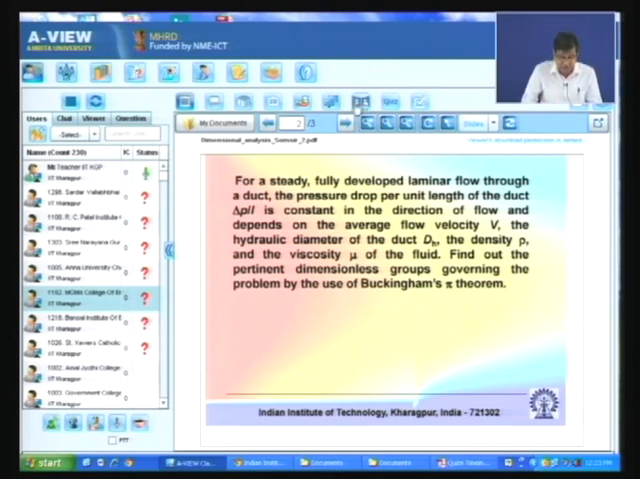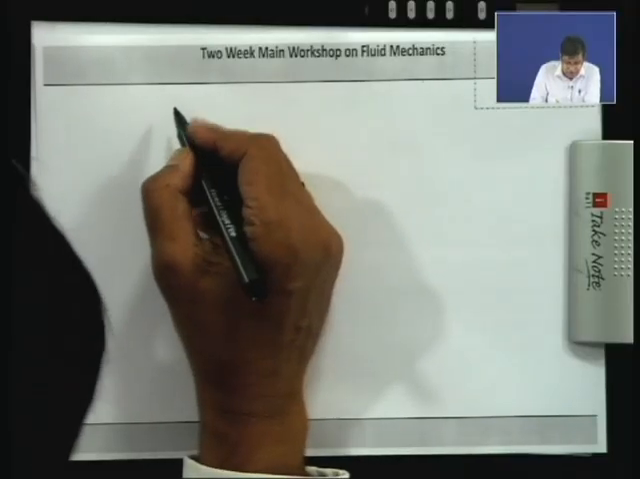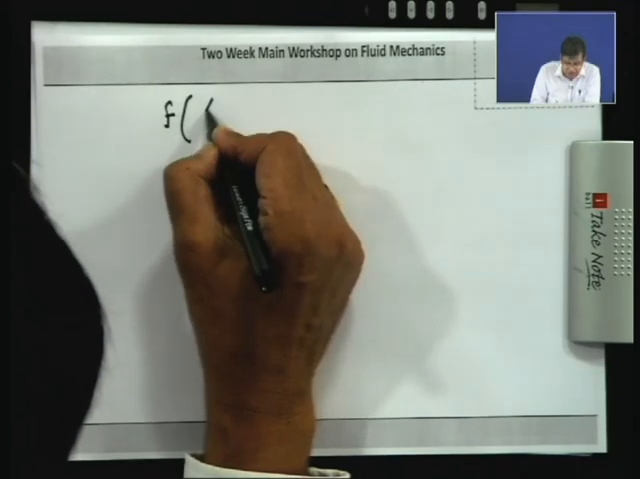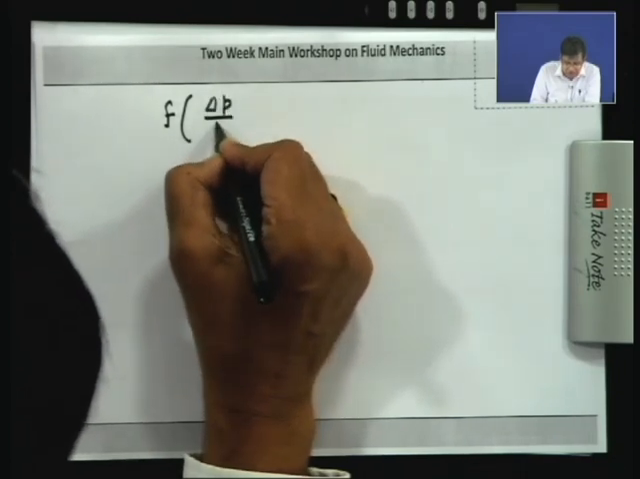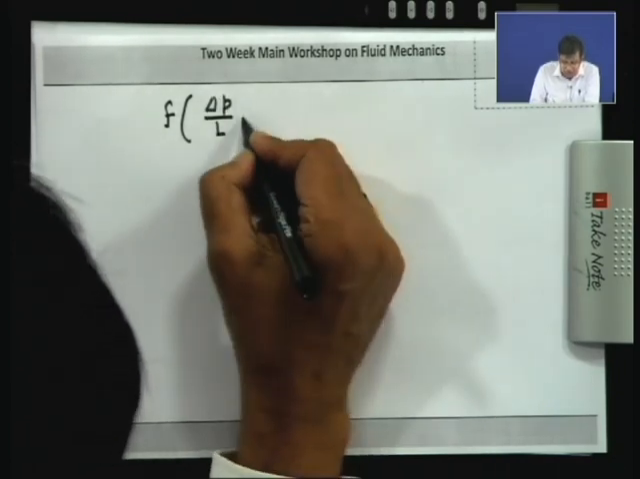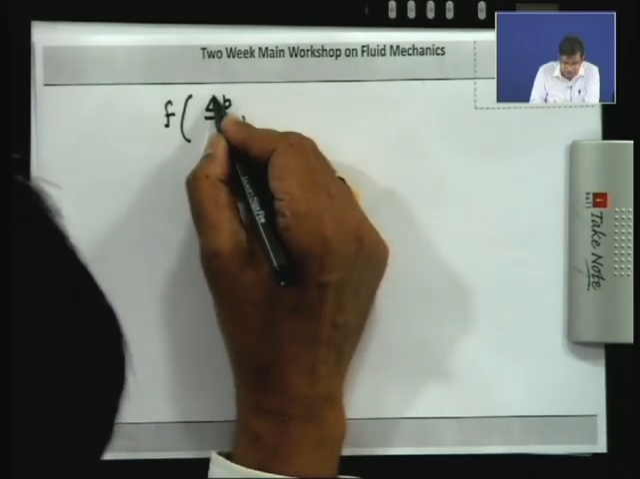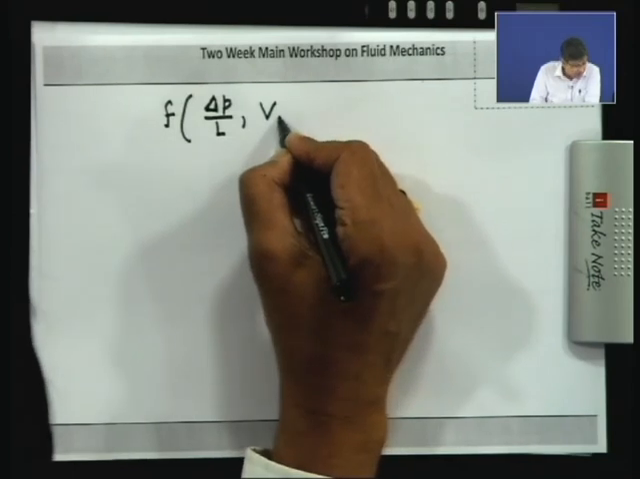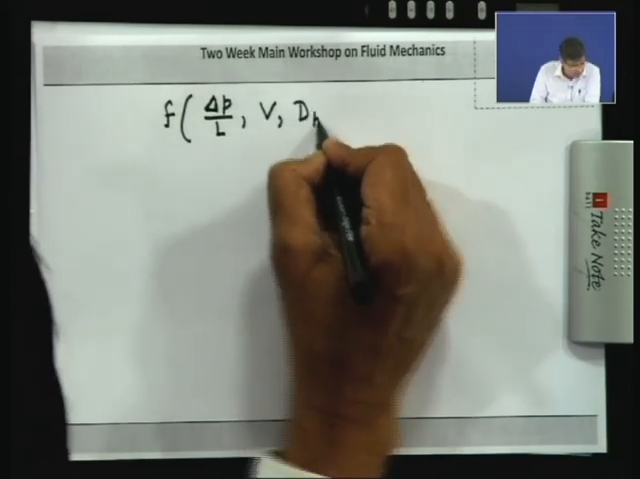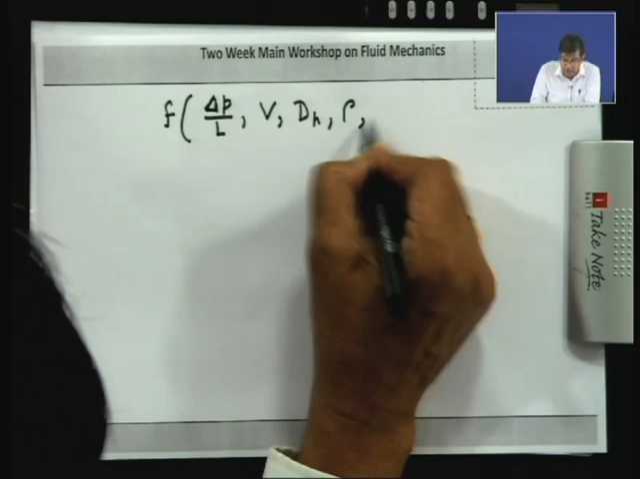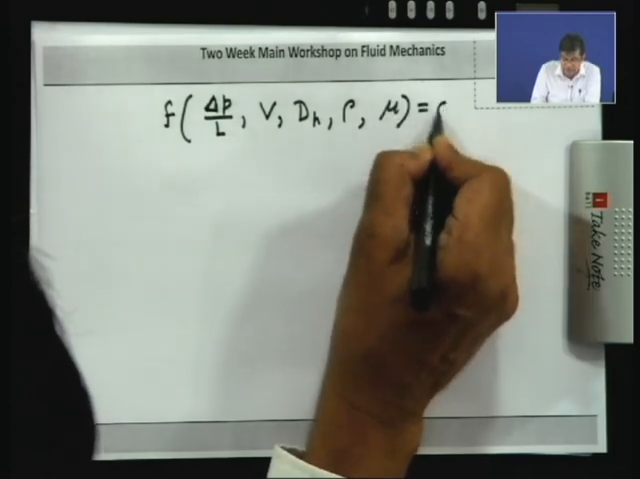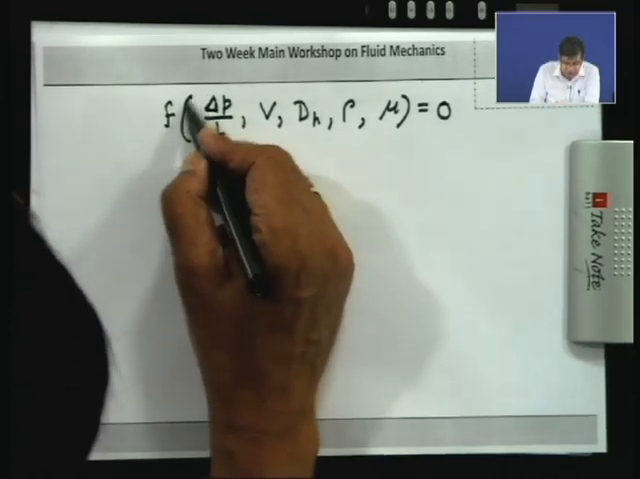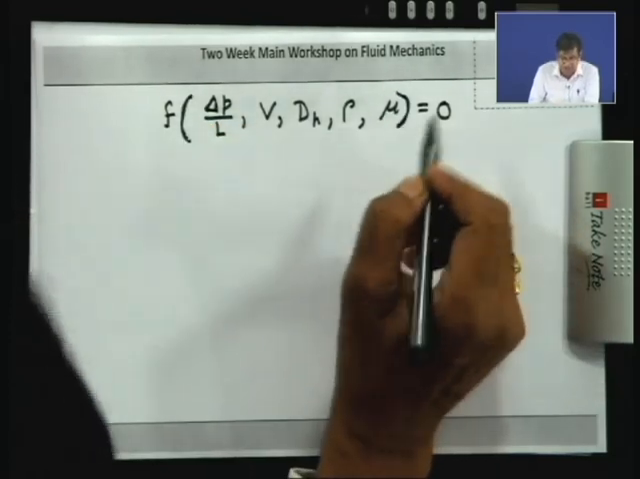Let us translate this problem. Now, the problem is very simple. Delta P by L is a function of all these things. So, we can write a function of delta P by L, the velocity, then the hydraulic diameter, then rho, then mu, equal to 0. Actually, delta P by L depends on these. I take all together to express an implicit functional relationship.